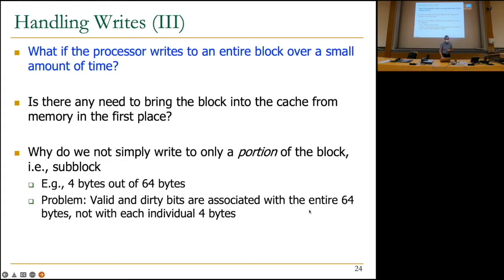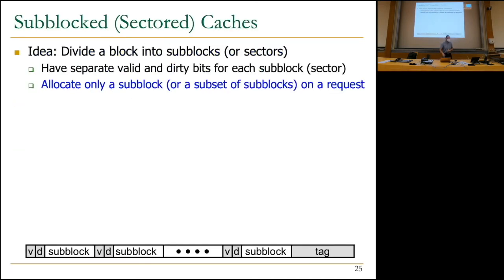Valid and dirty bits are associated with the entire 64 bytes as we have seen so far, not with individual 4 bytes or 8 bytes, whatever your write granularity is. So to fix that, we need a cache that looks like this. Divide a block into sub-blocks. This is also called sectors, an old idea. Have separate valid and dirty bits for each sub-block or sector, but a single tag for all of them, because they share the tag. They're still parts of the same cache block.